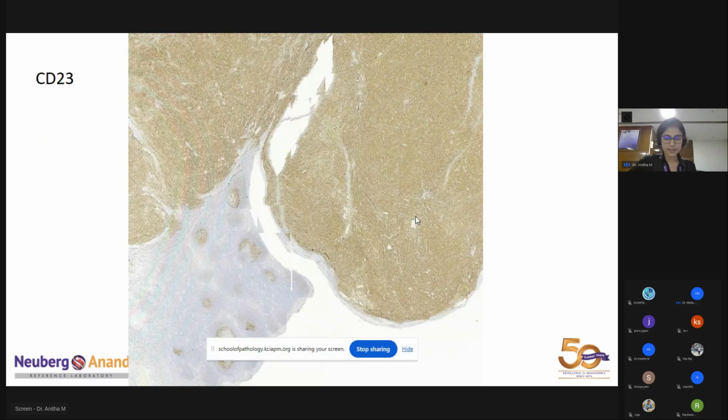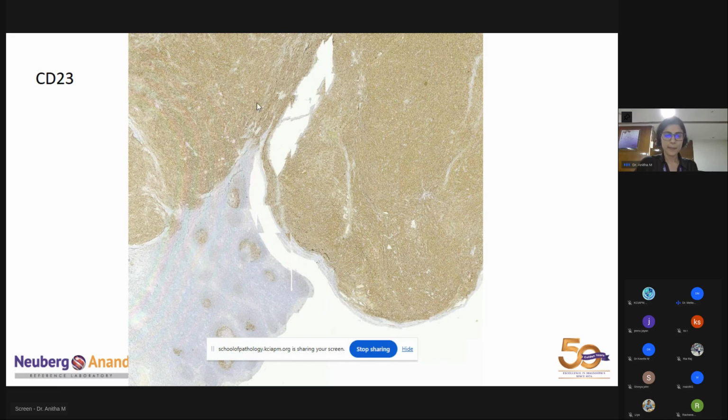CD1A, although not really indicated, we just did it for completion, but still just out of curiosity, CD1A would be for Langerhans cell tumors, right? So this is CD23. What do you think it shows? This is the tumor. These are the lymphoid follicles. Positive or negative?